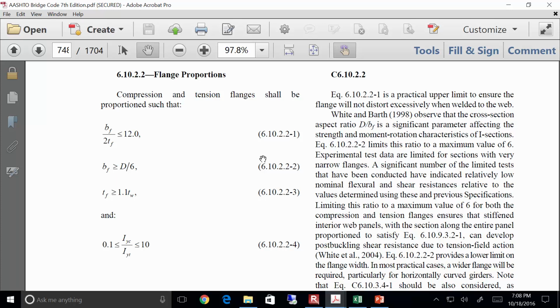So that's just a general flange slenderness limit. The main reason behind this proportion is that if your flange gets too flimsy, think about what happens when you start welding that flange to the web. You're going to get a lot of warping and distortion in that flange. You're putting a lot of heat input to melt these steel components together. So you've got to have a stocky enough flange that can take that. All right. So BF over 2TF, pretty straightforward calc.